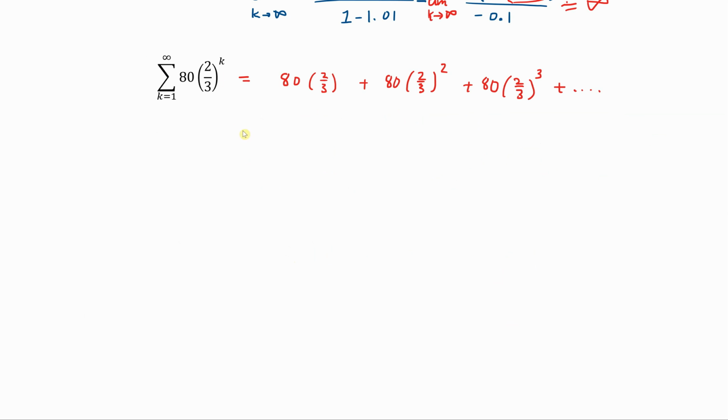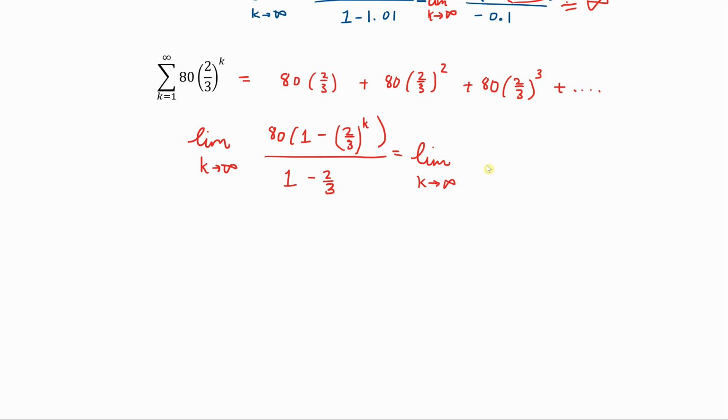So if we use the formula that we're familiar with, we're going to take the limit as k approaches infinity of the first term, 80, times 1 minus the common ratio, 2/3. I'm just going to put parentheses here, raised to the kth power. And then all of that divided by 1 minus 2/3. So this will give us the limit as k approaches infinity. In the numerator, we have 80 times 1 minus, and in the denominator, it's going to be 1/3.